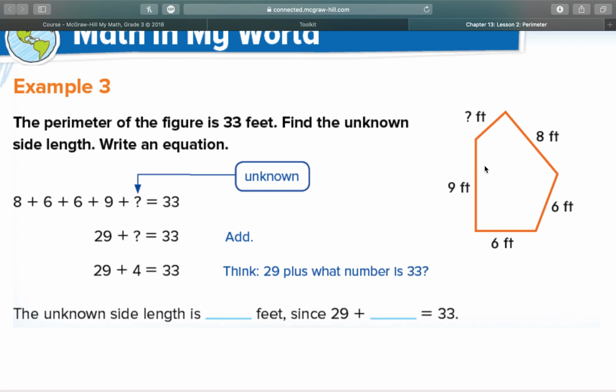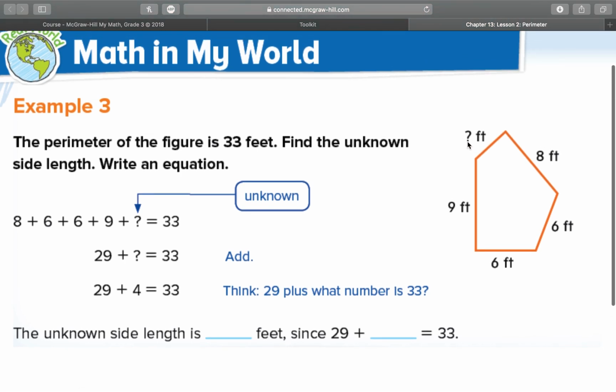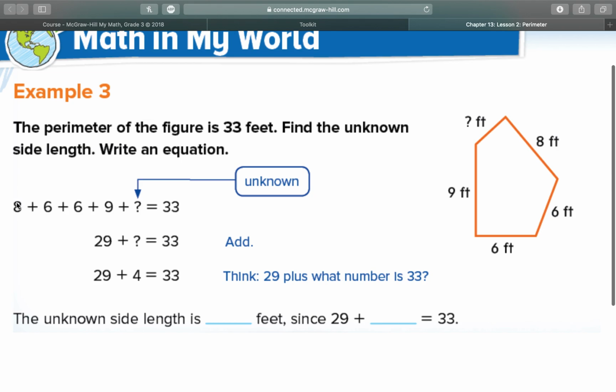But we do know that the perimeter is 33 feet. So since we know the perimeter and since we know all the other sides, we can easily figure out what this one is. Okay, let's see how. They're going to at first write an equation. They're going to put 8 plus 6 plus 6 plus 9 plus question mark, which is all the sides here. See, 8 plus 6 plus 6 plus 9 plus question mark.